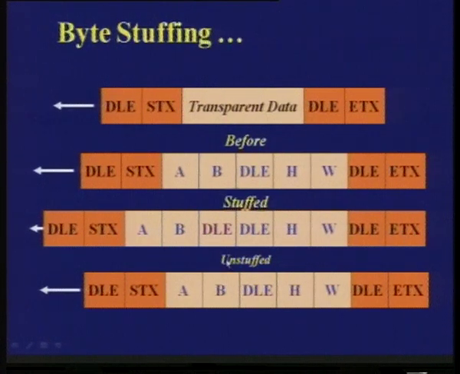And at the receiver, you will unstuff or destuff this. So what does that mean? I will remove this additional DLE. The moment it finds a DLE and finds another DLE following it, it removes one of the DLEs. So you know that this was a stuffed DLE character, and so it will be able to recover the actual data that was transmitted. This is what happens in byte stuffing.